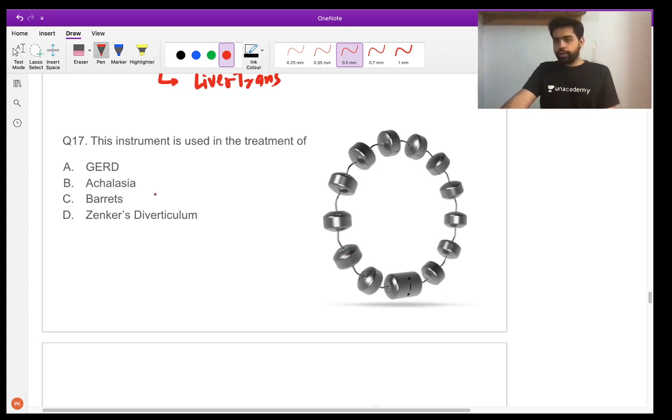Well, guys, now I change the question. LINX is the treatment for what? The options are the same. Shalini answers that LINX is the treatment for GERD.